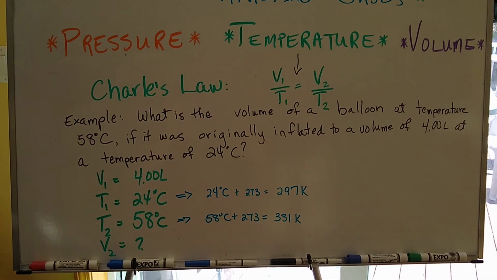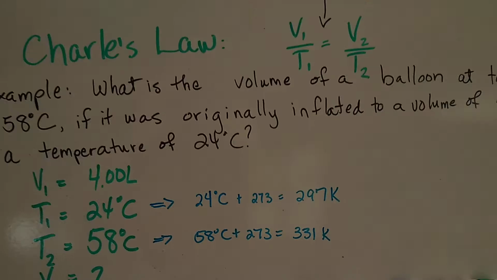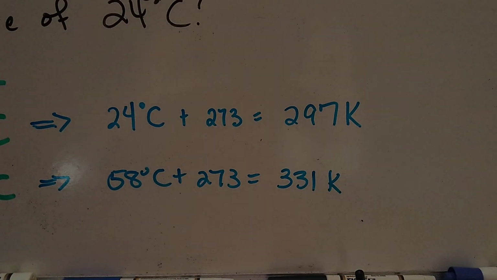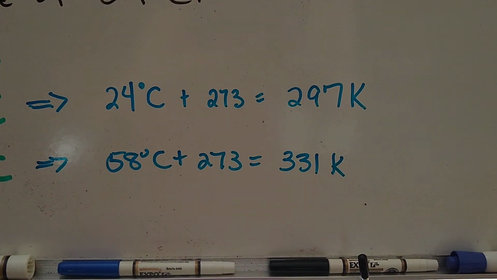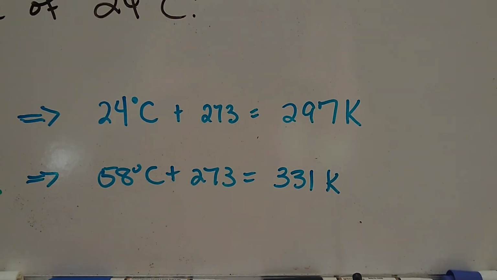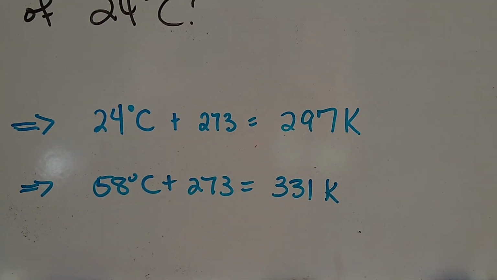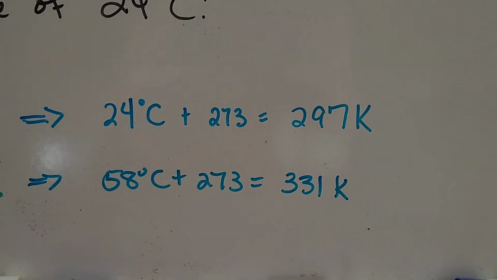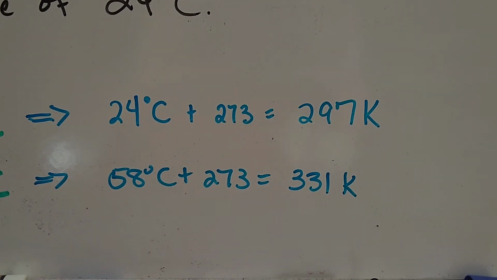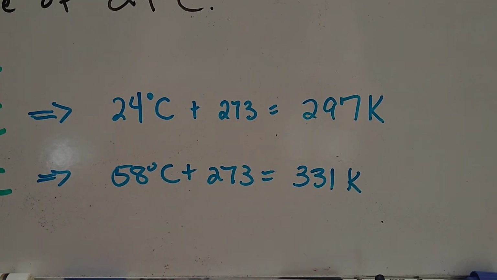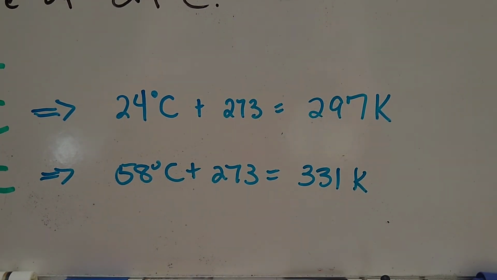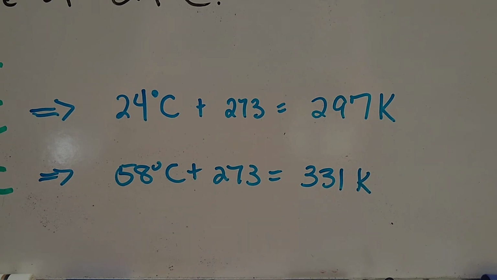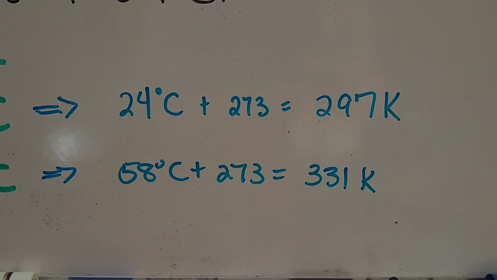So first we have to convert into Kelvin, and you'll see that I did that here. All you do is add 273. If you want to be exact, you can add 273.15, but just add 273 to your Celsius temperature, and that converts your temperature to Kelvin. So 24 degrees Celsius plus 273 is 297 Kelvin, and 58 degrees Celsius plus 273 is 331 Kelvin.